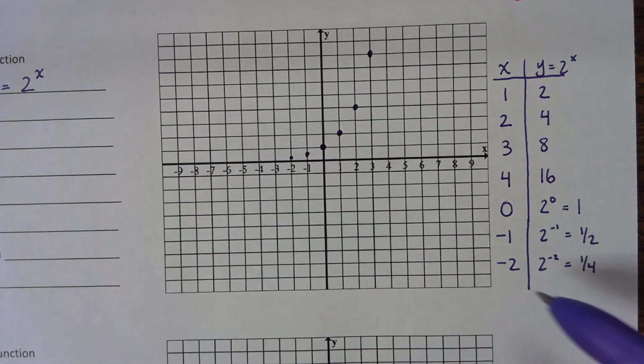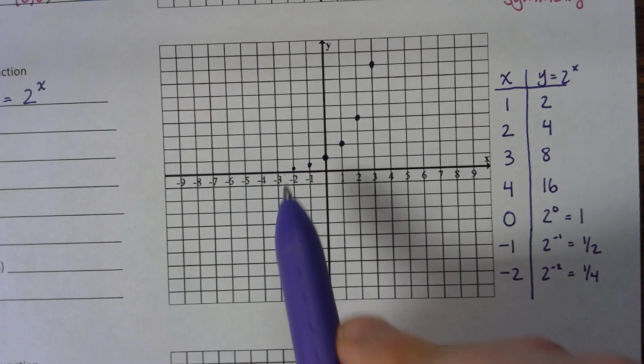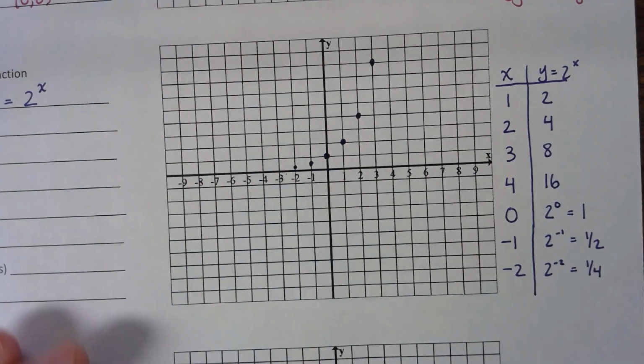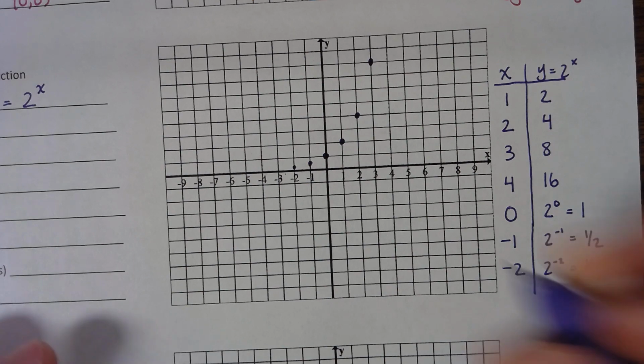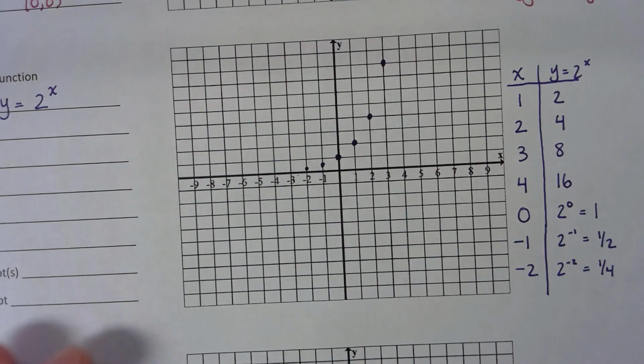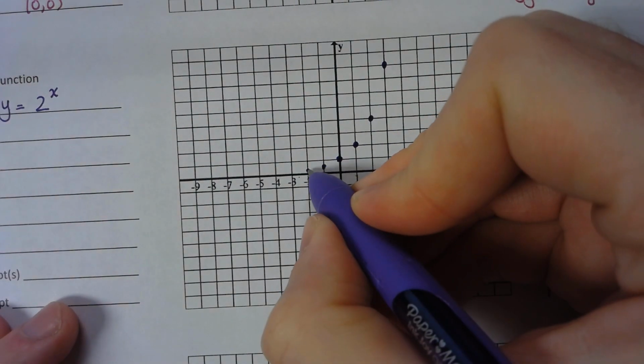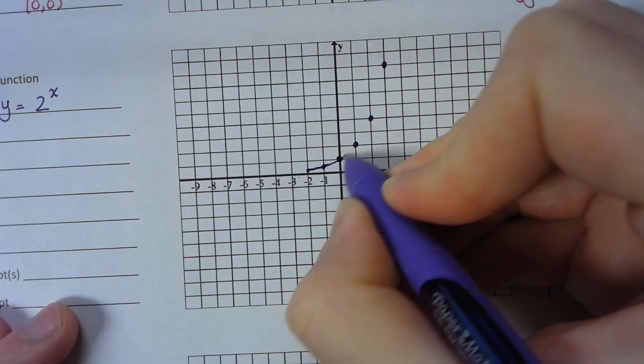And as we plug in smaller and smaller powers, this is going to get closer and closer to 0. But no matter what number we plug in here, we're always going to get a positive answer. So it's never really going to cross the x-axis. It's never going to get to the x-axis either, right? So we get a curve that looks kind of like this.